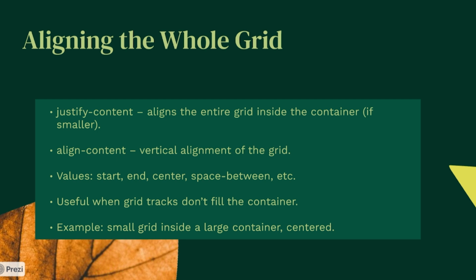These properties become useful when the grid is smaller than the container. For example, we can center the whole grid or add equal spacing around it. This helps give the layout a balanced and professional look. If you use align-content and justify-content, your website will look very professional and be enhanced.